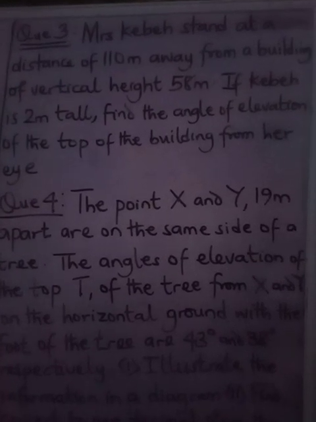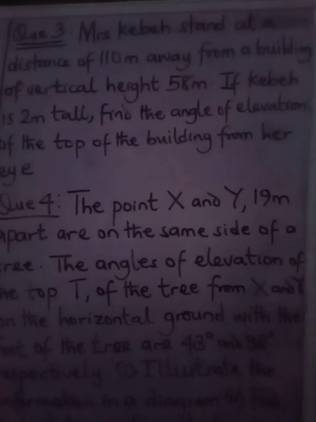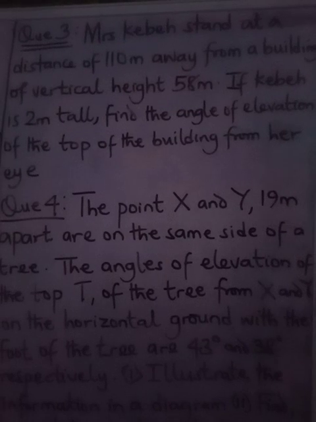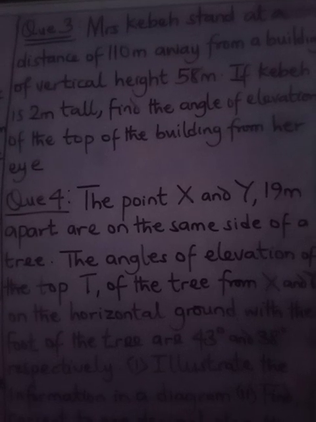Question 3. Let me read it. Mrs. Kebe stands at a distance of 110 meters away from a building of vertical height 58 meters. If Kebe is 2 meters tall, find the angle of elevation of the top of the building from her height.